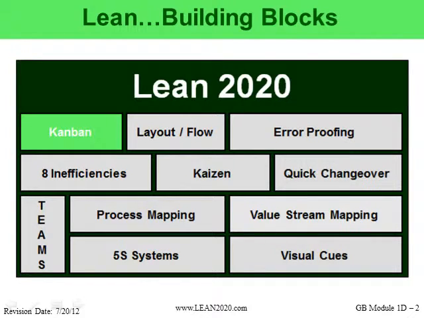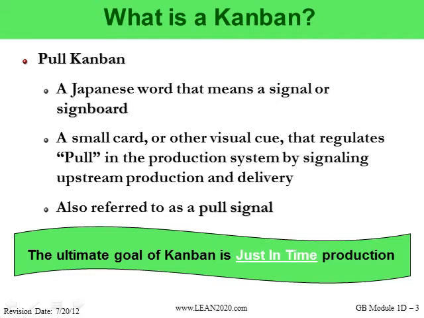So Kanban, we're going to review this one first. Kanban is a signal that we're going to learn about in the next few slides. You can see that, again, this is part of the building blocks of Lean. So where does Kanban come from? It's from the Japanese. This is where we see this as a signal in our process.